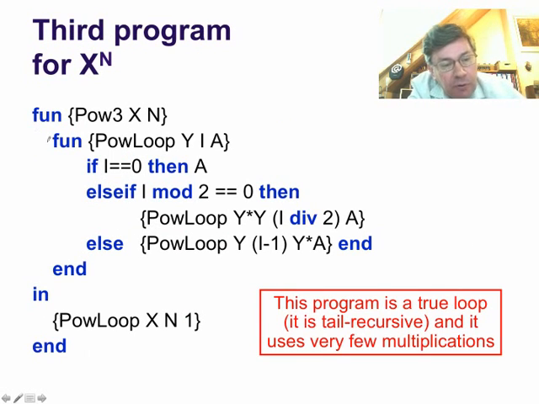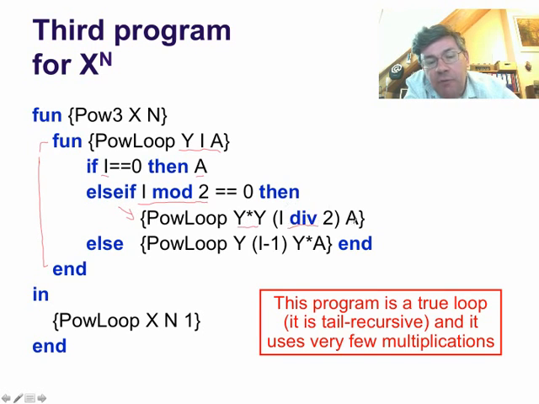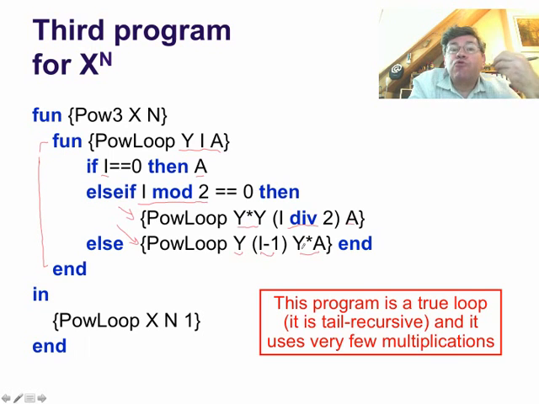So we have here an internal loop, pow loop, with 3 arguments, y, i, and a, the 3 arguments that are part of the invariant. If i is equal to 0, then the result is a. Otherwise, if i is even, we apply the square rule. So we have y squared, i divided by 2, and a. If it's odd, we have y, i minus 1, and y times a. So this program is a true loop. It is tail recursive, and it uses very few multiplications.